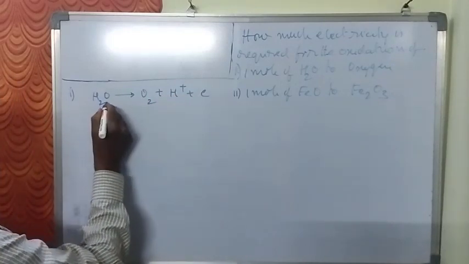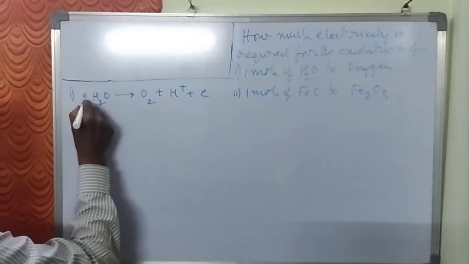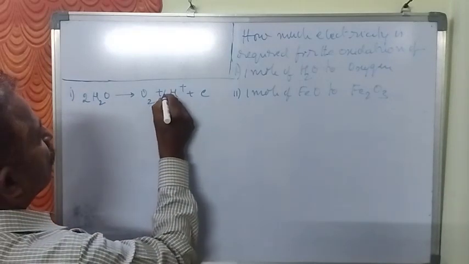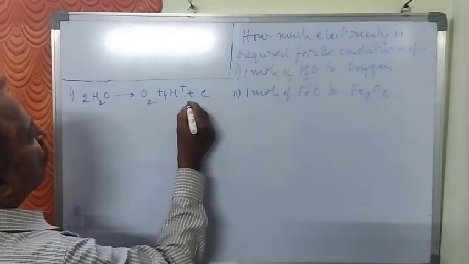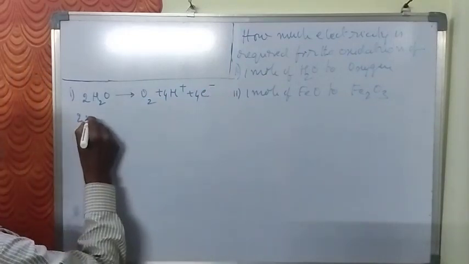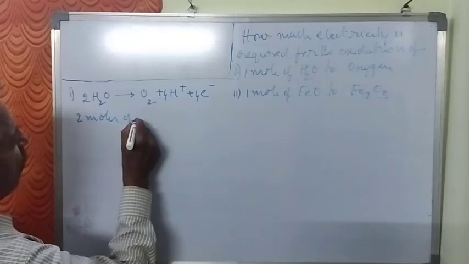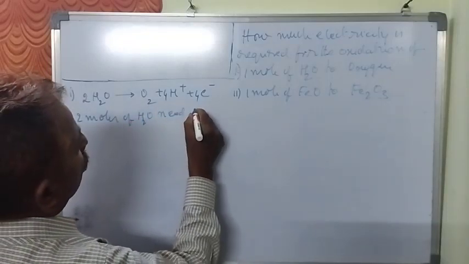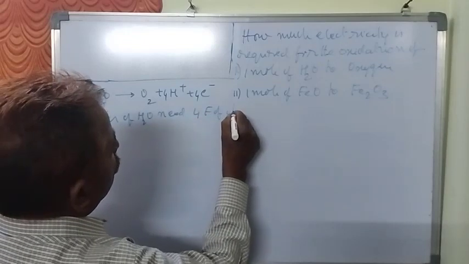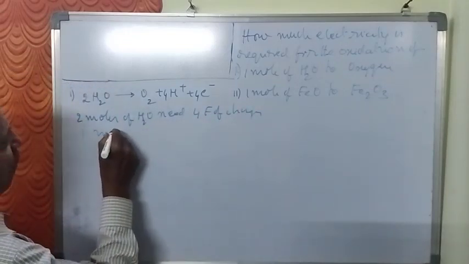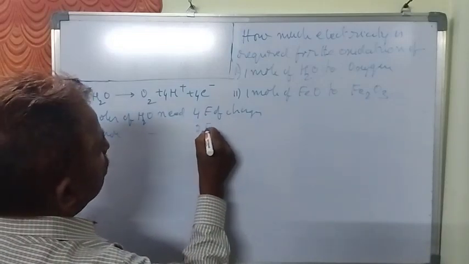Since there is only one oxygen atom in water, if you take 2 moles of water, we get 1 mole of oxygen, 4 hydrogen ions and 4 electrons. So 2 moles of water need 4 Faradays of charge. If it is 1 mole, it needs 2 Faradays of charge.